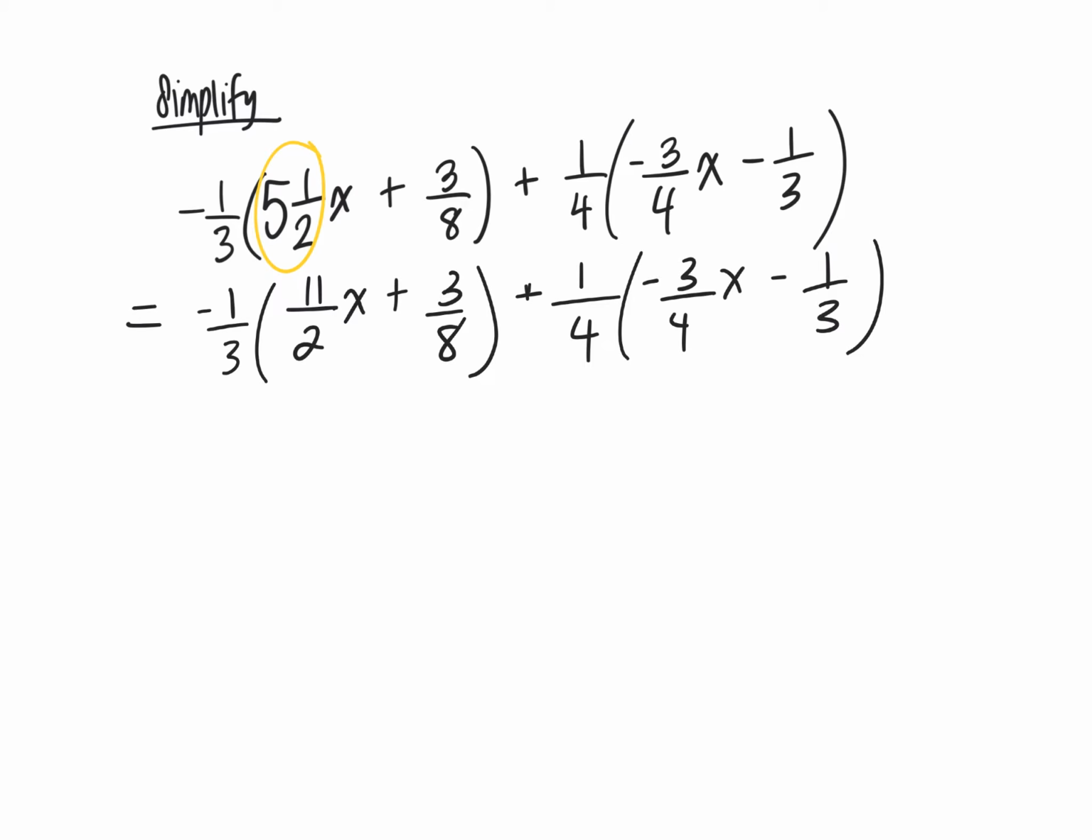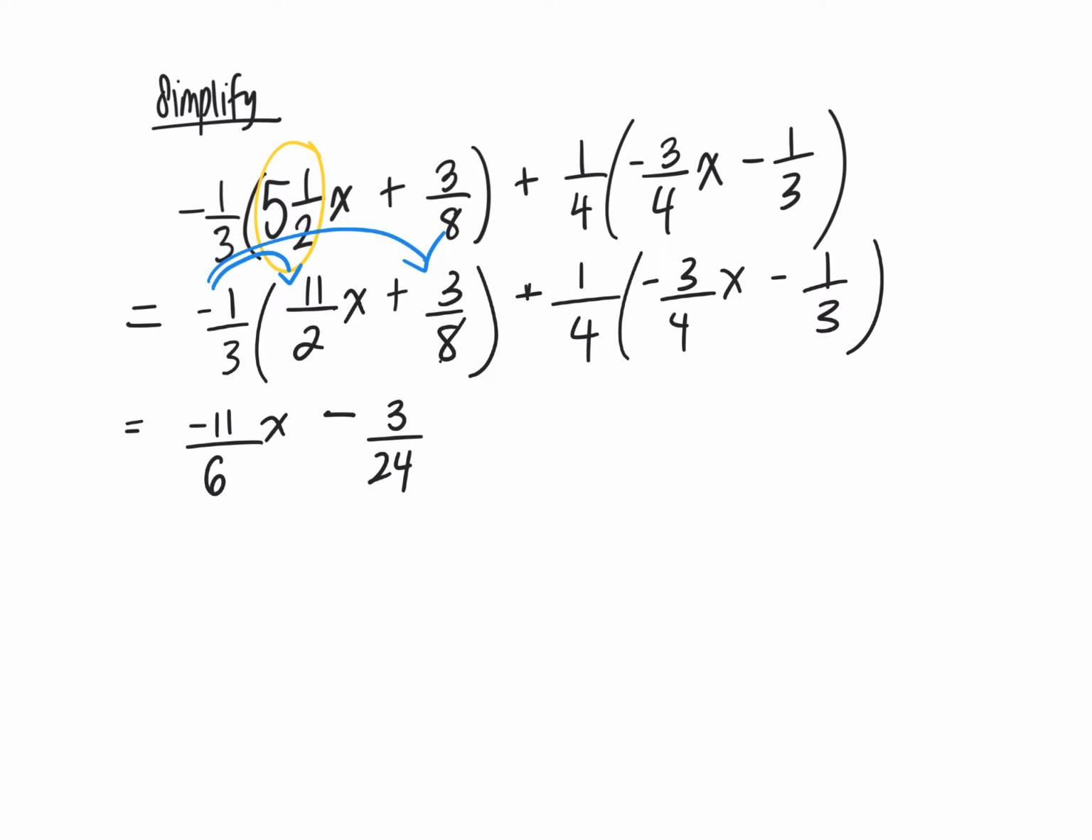First thing we have to do is multiply this fraction times the first term in the bracket. So we multiply numerator times numerator. What's negative 1 times positive 11? Negative 11. 3 times 2? So it's negative 11 over 6x. And then we have to multiply this times this. Negative 1 times 3 is negative 3. 3 times 8. Okay, who got that part?